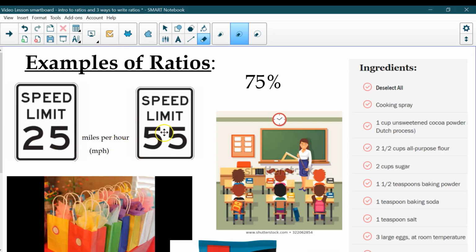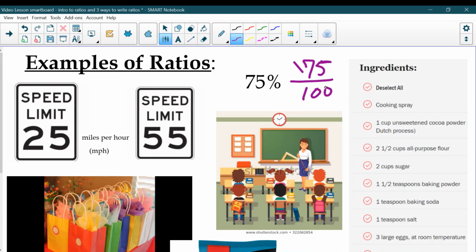Now, a speed limit of 55 says if you traveled at that same rate, which is obviously faster than 25, then you would travel 55 miles per hour, 55 miles in 1 hour. So obviously you would travel farther because you're going a little faster in that same hour. Or let's say the unit we just finished, 75%. That is actually a ratio because what is it comparing? It's comparing two things. It's saying 75 out of 100 total pieces. So that's a ratio. You're comparing two things.